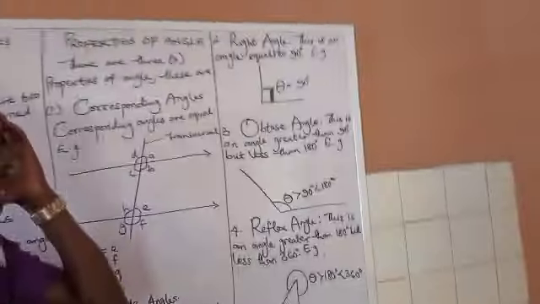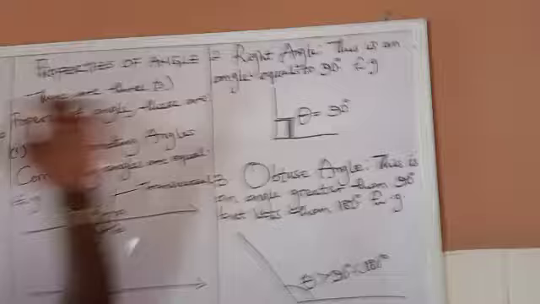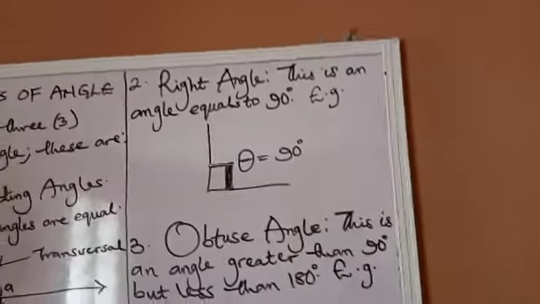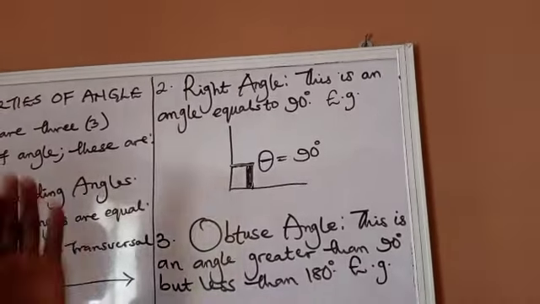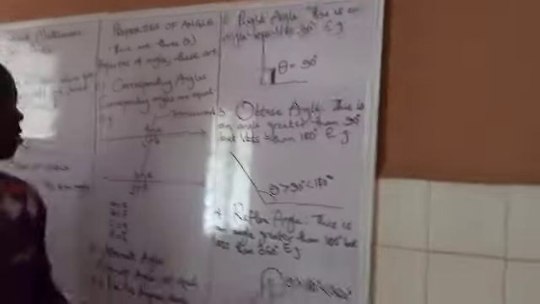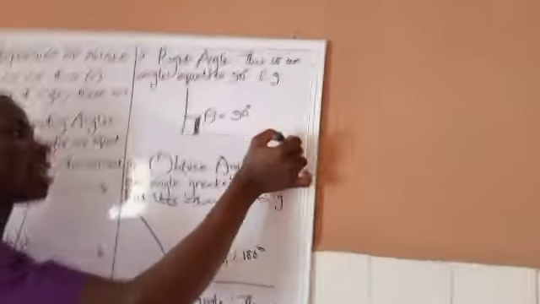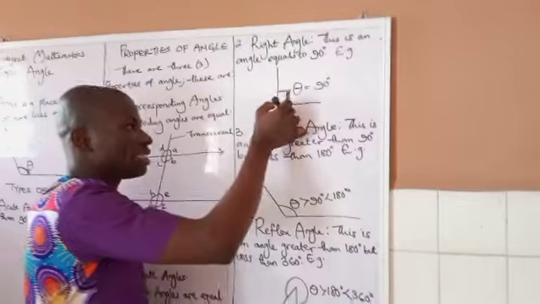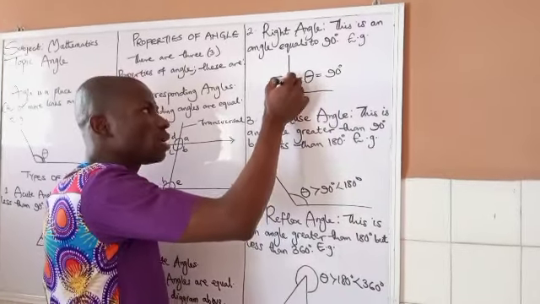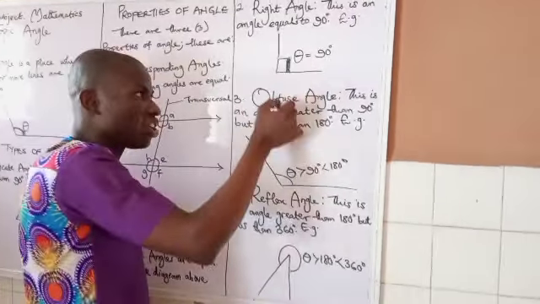So let's move to the second type of angle, and this is what we call right angle. A right angle is known to be 90 degrees. Define it to be an angle equal to 90 degrees. Now look at this. This is a straight line. This is another straight line. Now if you look at this vertical and this horizontal, you see a sharp angle here.